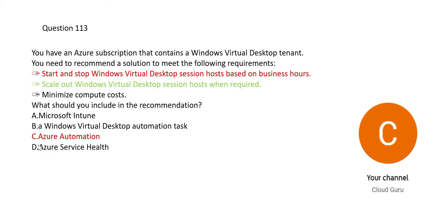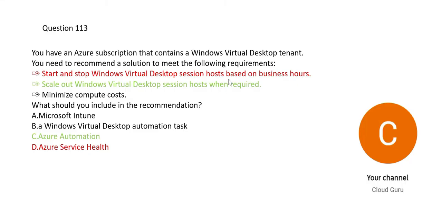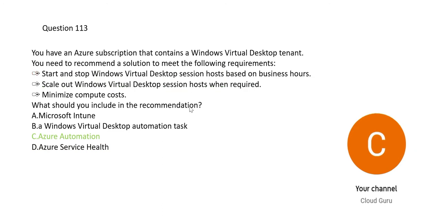service health. So this will inform you about the Azure services incidents and planned maintenance. So you can take action if you want to mitigate the downtimes. In this section, we do not have anything to do with planned maintenance. This is something which, based on the business hours, you need to start and stop. We are not dealing with any incidents in this case. That's why D looks to be the wrong option. We will lock this answer and move forward.